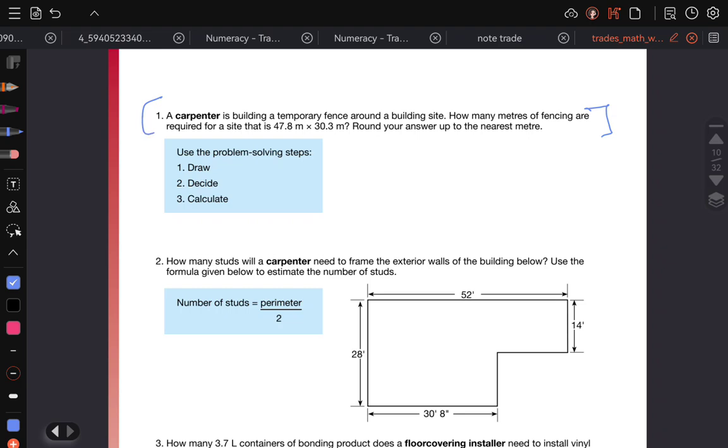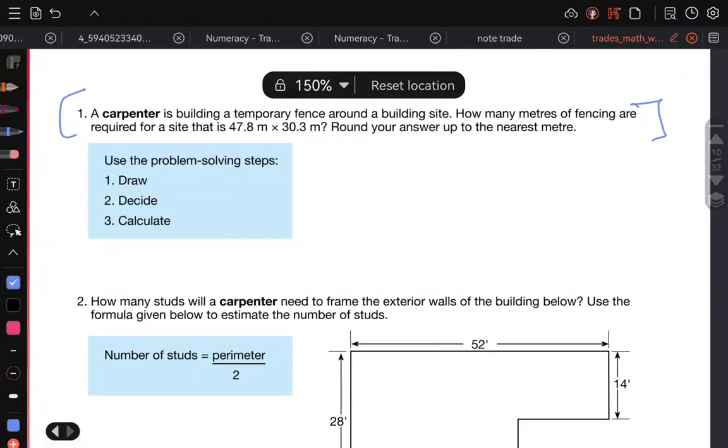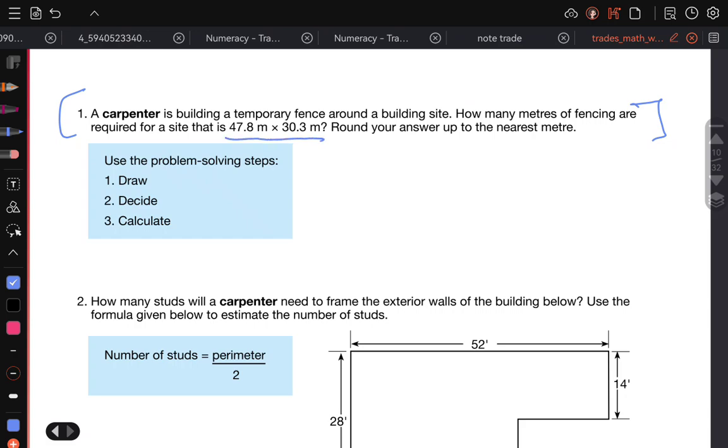to read it. Okay, so from the first question: a carpenter is building a temporary fence around a building site. How many meters of fencing are required with the site? Now the first rule, you need to write the given information. As you can see, this one is 47.8 meter times 30.3. This is given. Round your answer up to the nearest meter. I think this question should be easy. So let's start. Did you read the whole question?